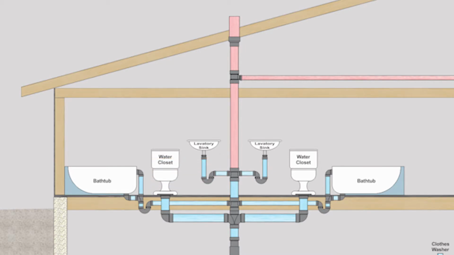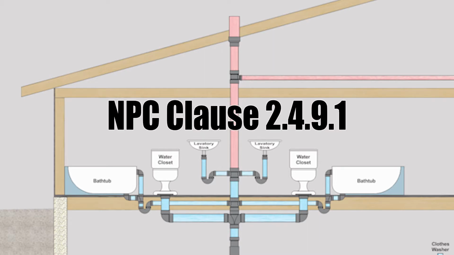And we would not want to see that soil waste stack get reduced in size and then have a larger vent coming off the top. That is against code. Clause 2491 speaks to this. A soil waste pipe shall be of a size not less than the size of a vent pipe that is connected to it, or the largest soil waste pipe that drains into it.